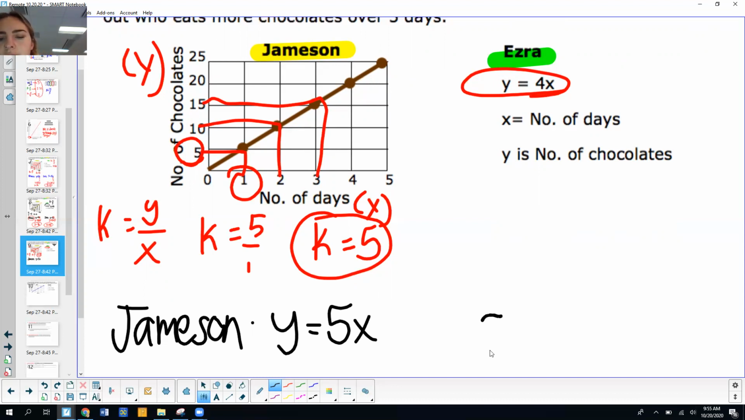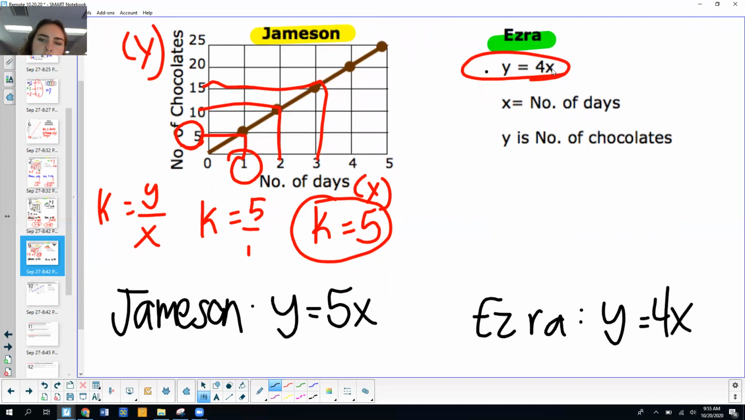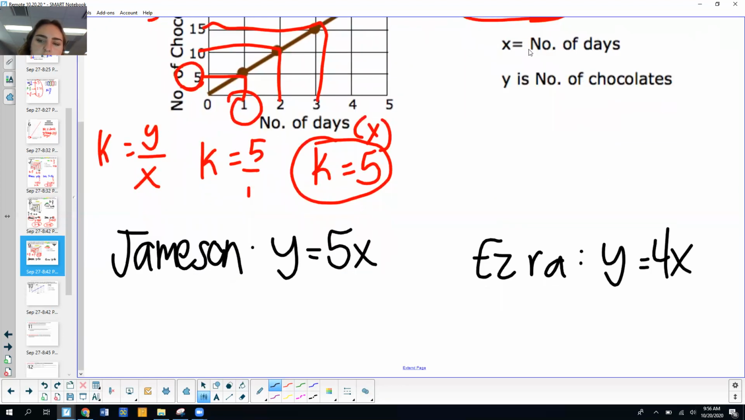So for Ezra, our equation is up here already. We've got y equals 4x. So this means that he eats chocolate at a rate of 4 chocolates every day, for any number of days.